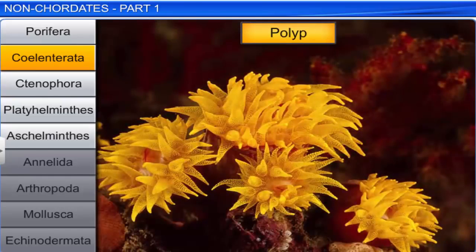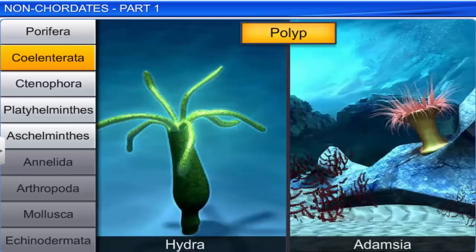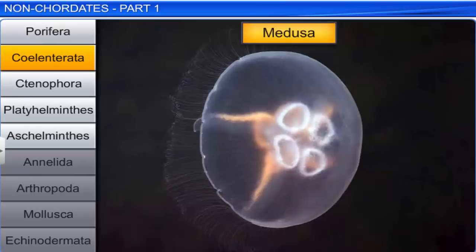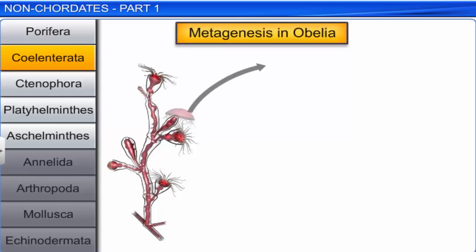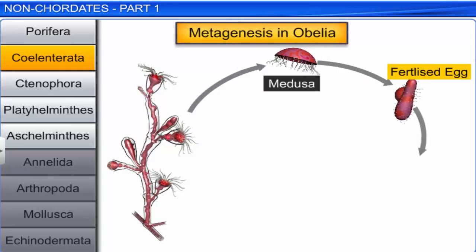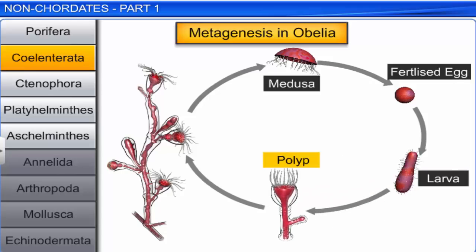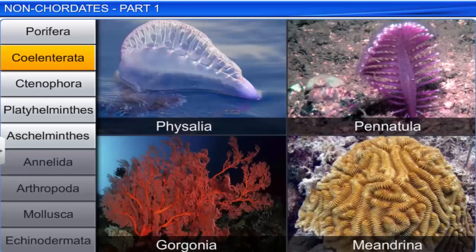Polyp is a sessile and cylindrical form like Hydra and Adamsia, while medusa is umbrella-shaped and free-swimming like Aurelia. Some coelenterates like Obelia exist in both forms and exhibit alternation of generation. Polyps produce medusae asexually, and the medusae form polyps sexually. This phenomenon is called metagenesis. Some common coelenterates are Physalia, Pennatula, Gorgonia, and Meandrina.